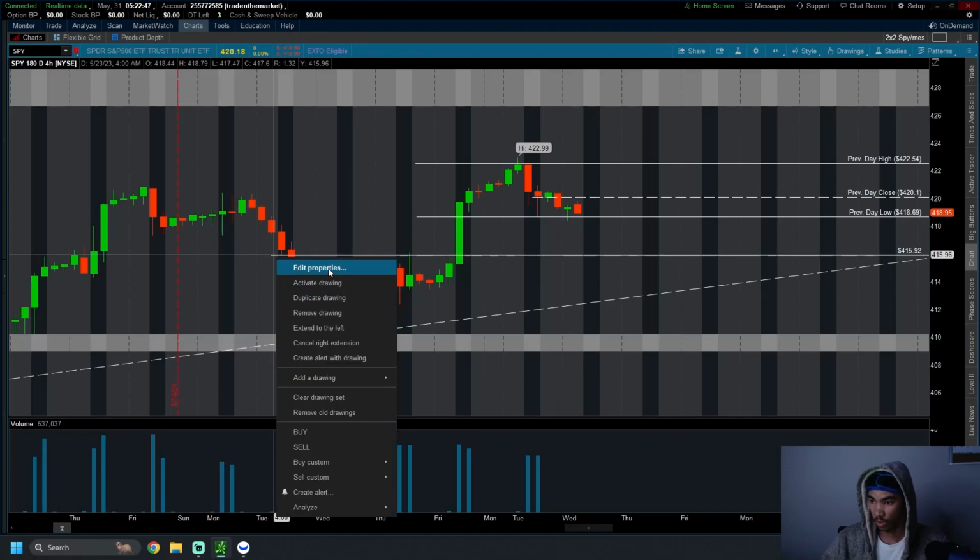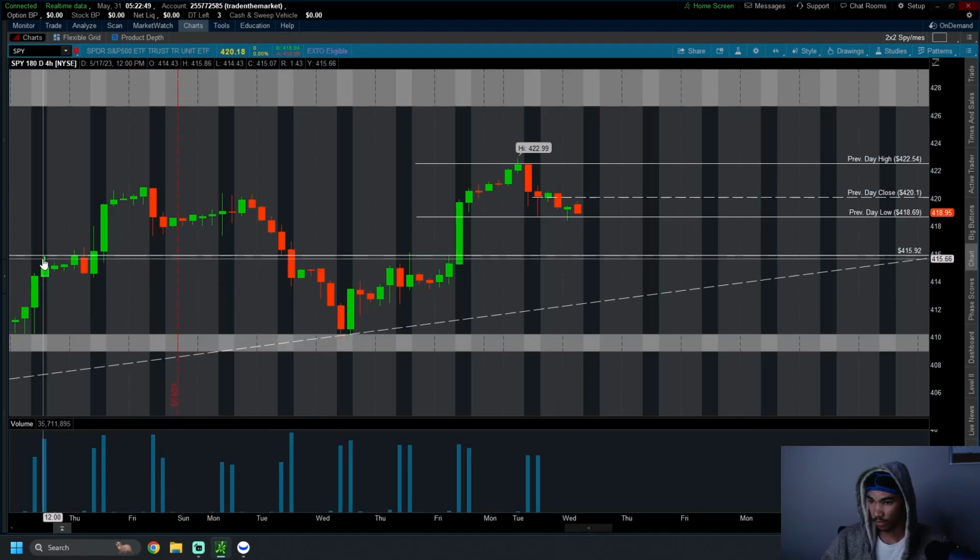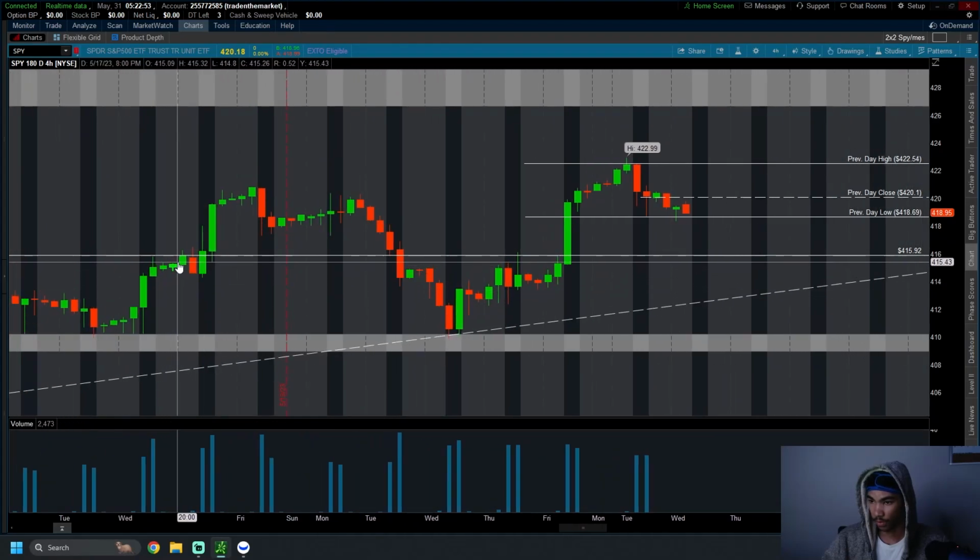So let's extend to the left. Boom, here it is again. Wicks at this level. Closes right here at this level. And then opens under, goes a little bit under. Opens under, closes above, and once it closes above, boom, we shoot up.